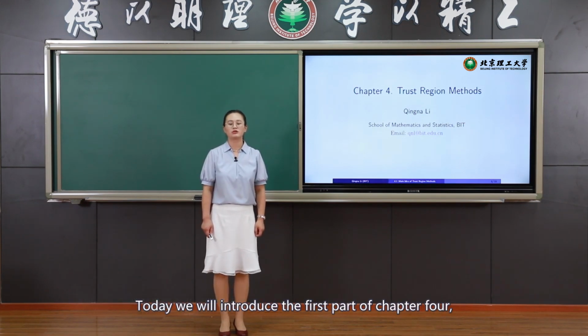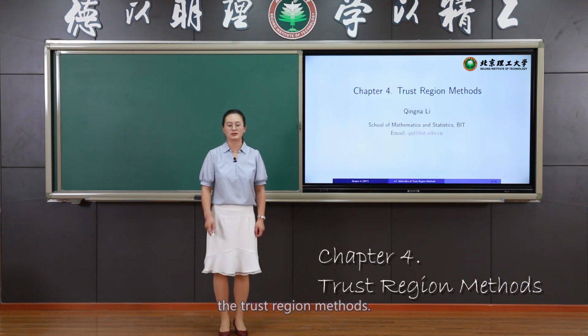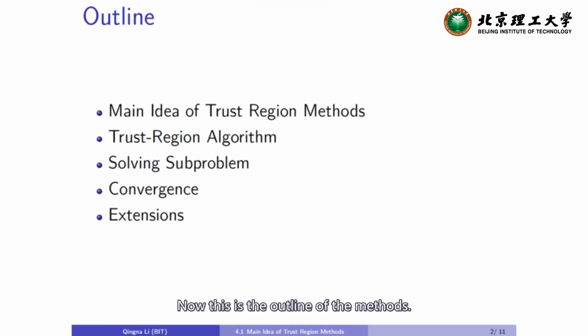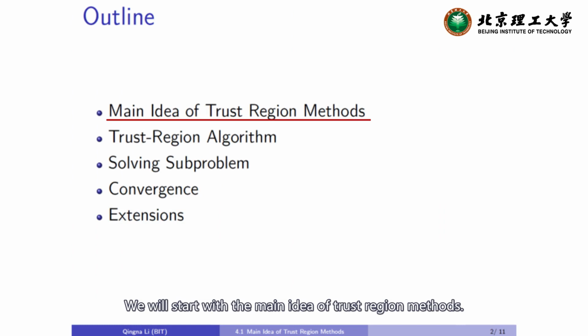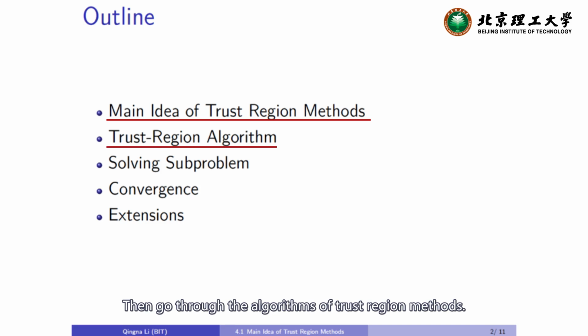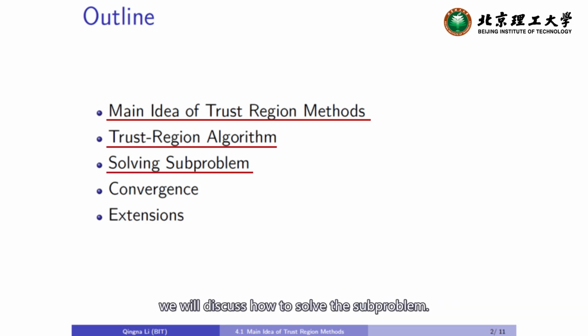Today we will introduce the first part of Chapter 4, the Trust Region Methods. Now, this is the outline of the methods. We will start with the main idea of trust region methods, then go through the algorithms of trust region methods. Next, we will discuss how to solve the subproblem. Finally, we discuss the convergence of trust region methods.